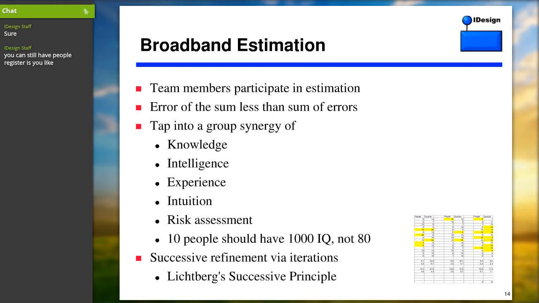And what you do is you get everybody in the room, you ask them, give us two numbers: how long it will take, how many people are required, just two numbers. You take all the numbers, you put them in Excel, and you calculate the mean and the standard deviation. Then you highlight the outliers, those that were at least one standard deviation away from the mean, and you say, okay, everybody said seven guys, you said three.